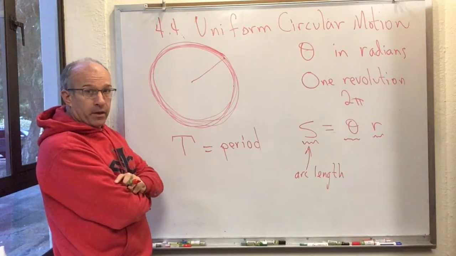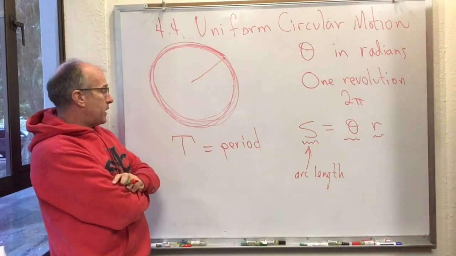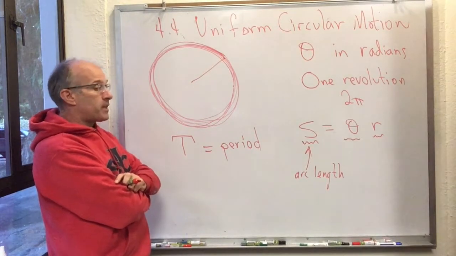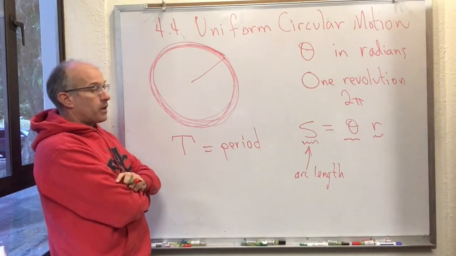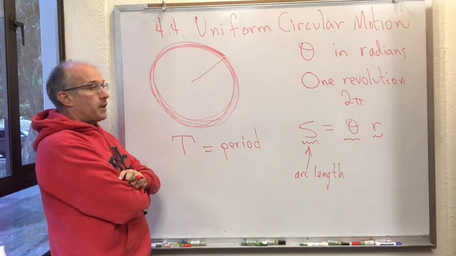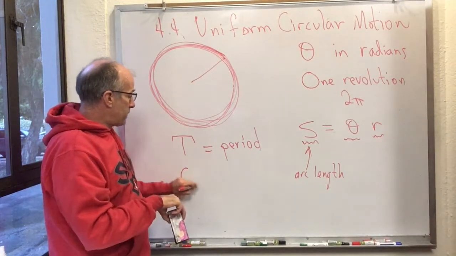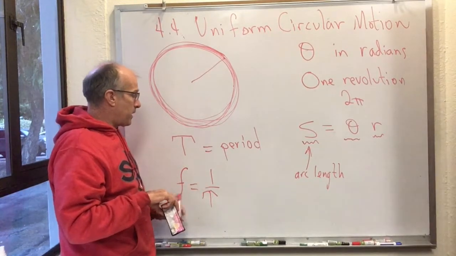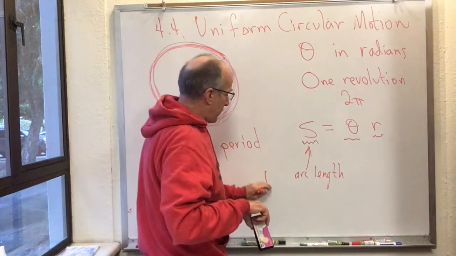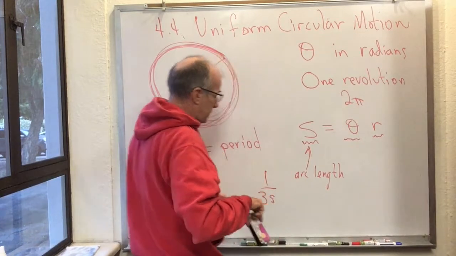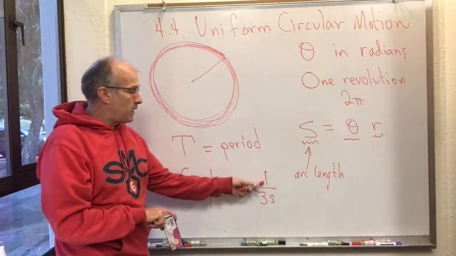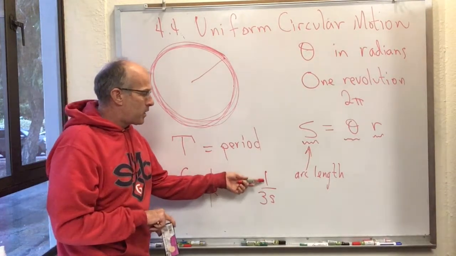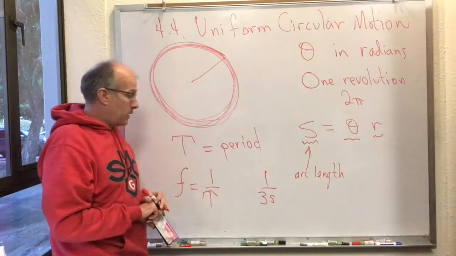Another extremely common thing to talk about is 1 over the period. So if T was, say, 3 seconds, then it's common to say that the frequency f is 1 over T, 1 over the period. And if T were 3 seconds, in that case, we would have 1 over 3 seconds. So the period is measured usually in seconds. The frequency is usually measured in per seconds.